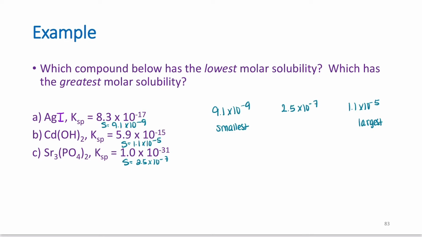What do these values mean? This is your molar solubility. How much will dissolve? The greater the number, the greater the solubility, the more it will dissolve. So which one has the lowest molar solubility? Silver iodide. Which one has the greatest molar solubility? Cadmium hydroxide.